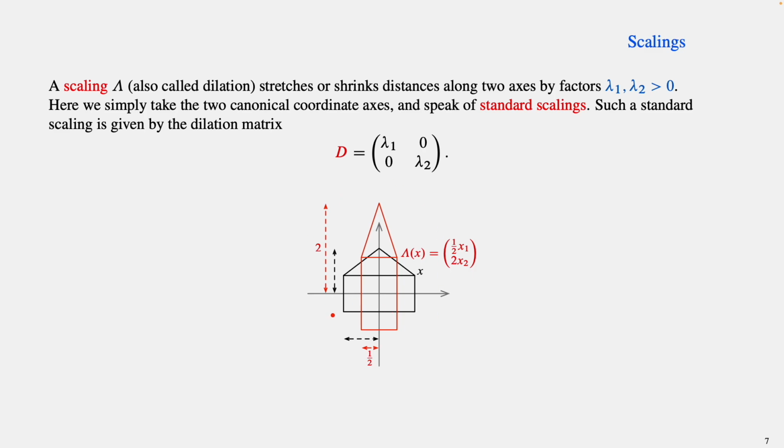And here in this example, we have lambda 1 equal to 1/2, so we actually shrink the proportions along the E1 axis, and we have lambda 2 equal to 2, so we stretch the proportions along the E2 axis. And you can see if we have this house here given originally, then the scaled version of it gives you this red house here, where the height has been doubled but the width has been halved by applying this matrix here with lambda 1 equal to 1/2 and lambda 2 equal to 2.